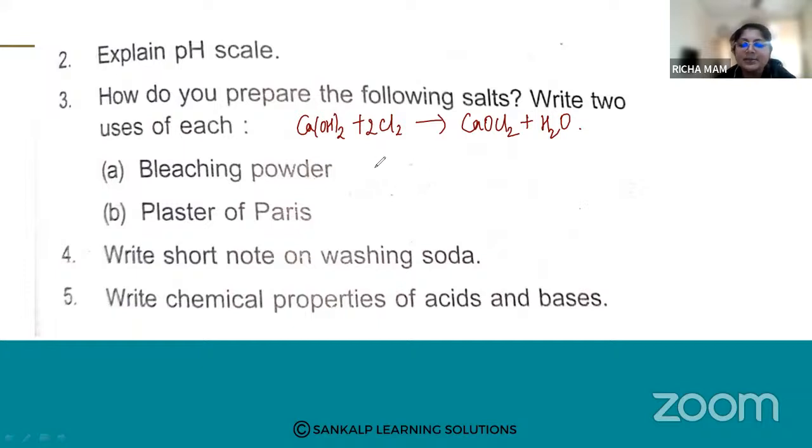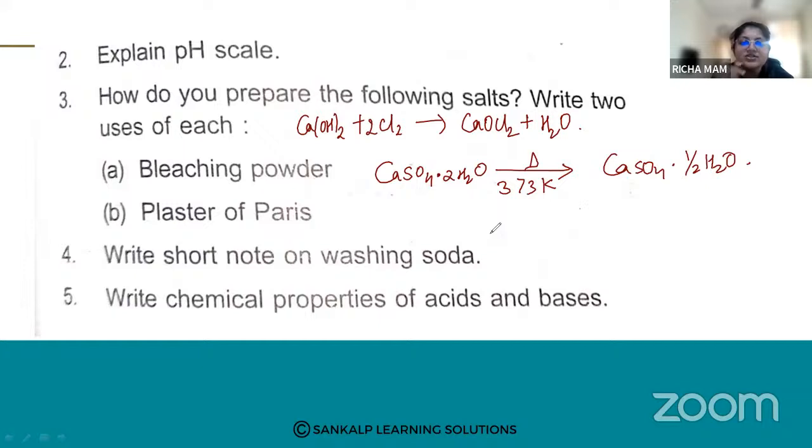Plaster of Paris. How is it prepared? It is prepared by heating gypsum, calcium sulfate dihydrate, CaSO4·2H2O. When you heat it at 373 Kelvin, you get calcium sulfate hemihydrate. That is your plaster of Paris.